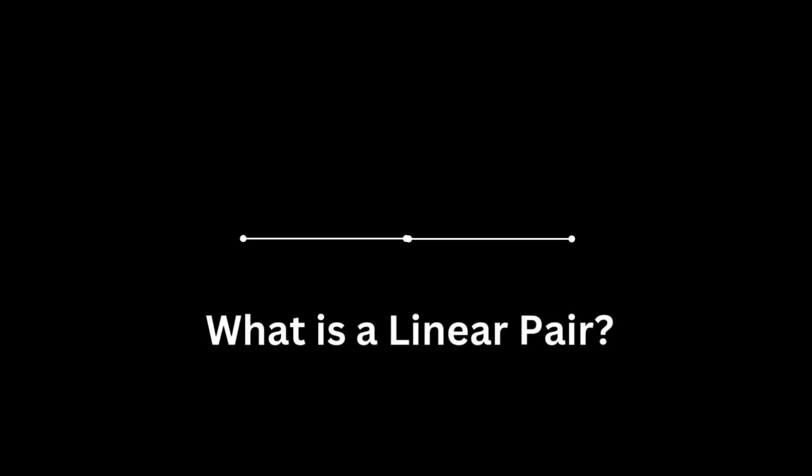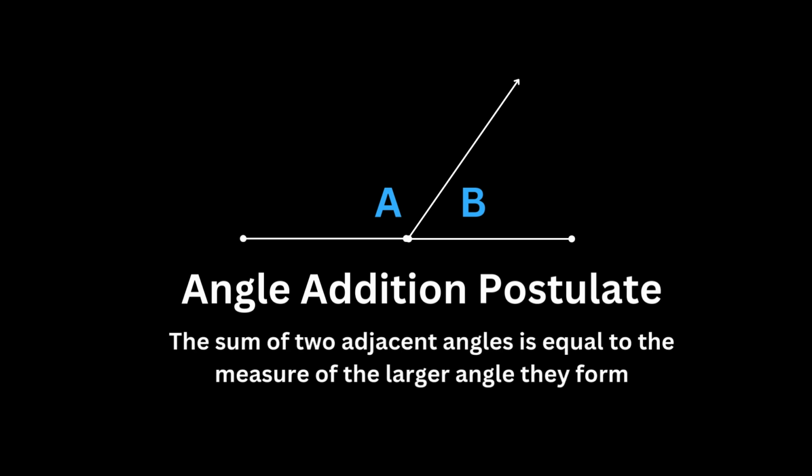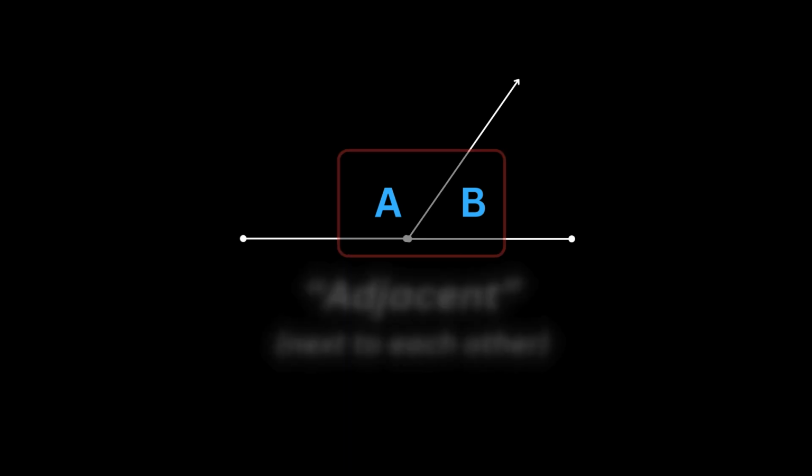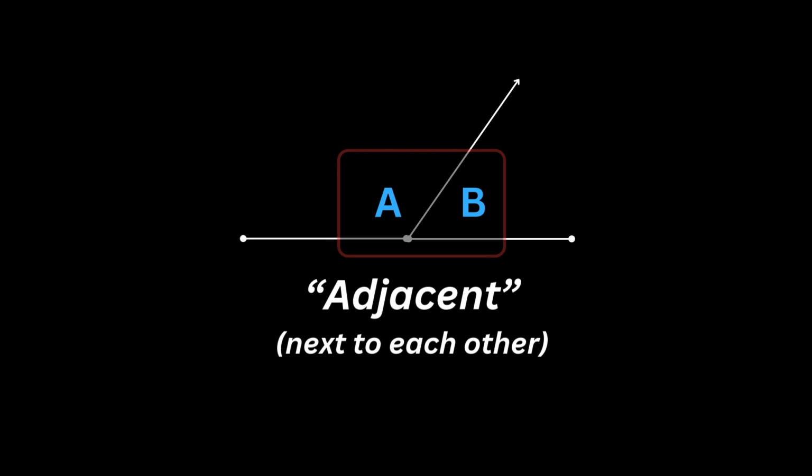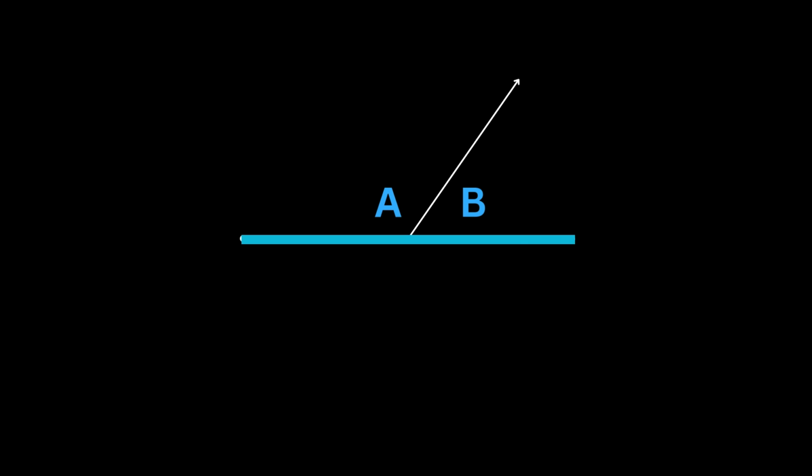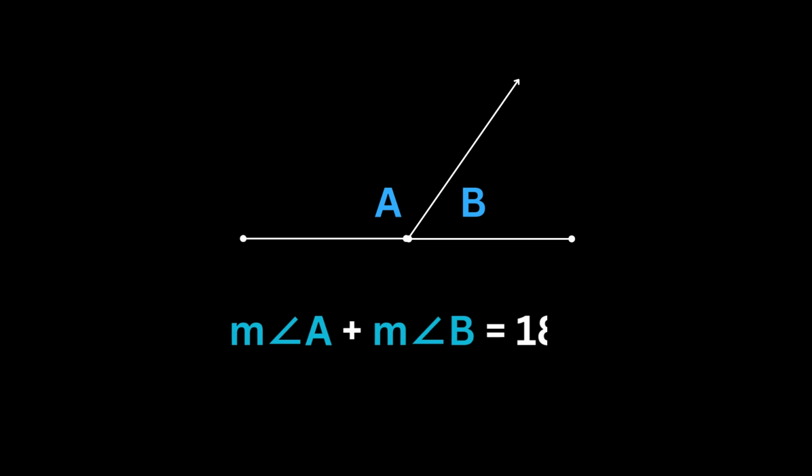So what is a linear pair? If we extend a ray from the line segment, we can create two angles, A and B. Together, A and B form a linear pair. The angle addition postulate states that the sum of two adjacent angles is equal to the measure of the larger angle they form. Angles A and B are adjacent, or next to each other, and form the larger angle that is the original line. So by the angle addition postulate, the sum of A and B must equal 180 degrees.